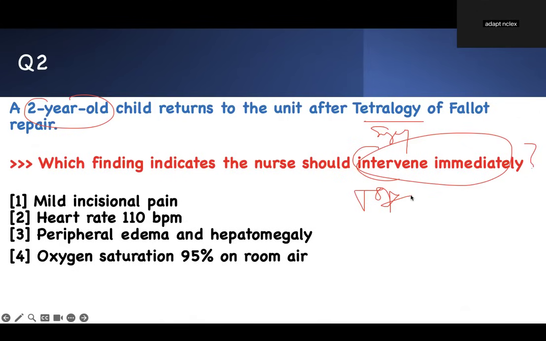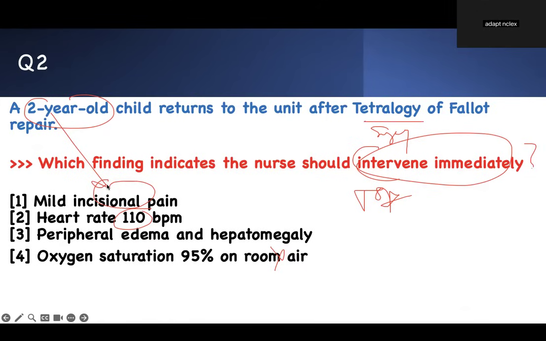I don't think so. That's not a bad thing. I don't even expect them to get to 95. They've had surgery, the saturation is 95 on room air. That is a good thing. You have a heart surgery, you're going to have pain. Heart rate of 110 is normal for a 2-year-old kid who just had surgery.